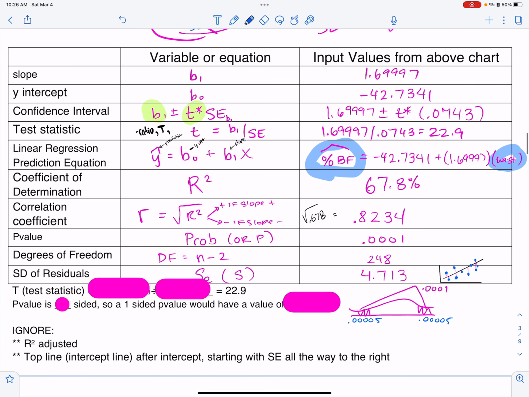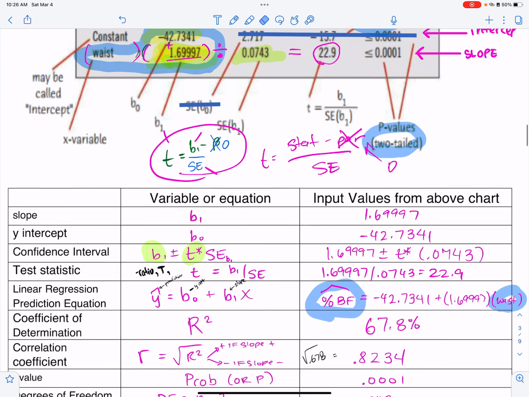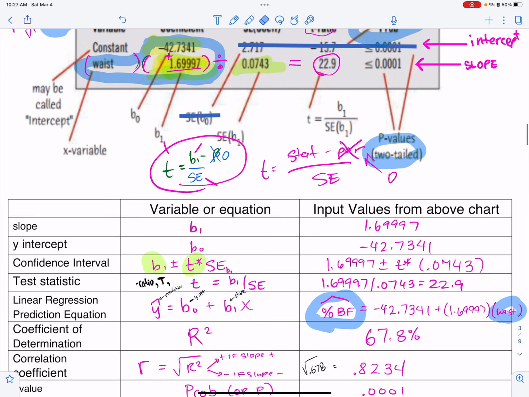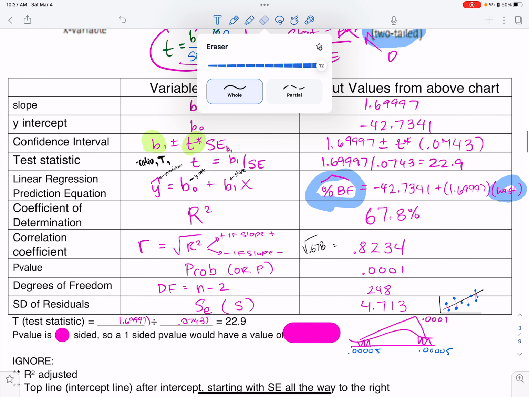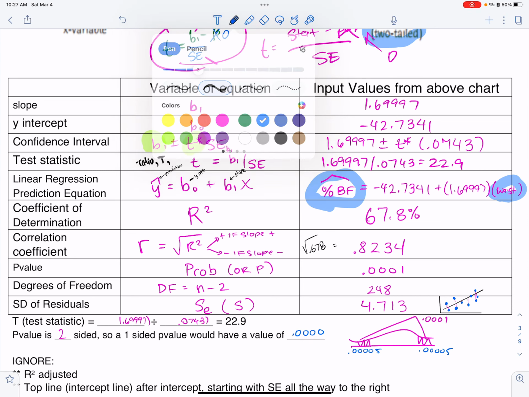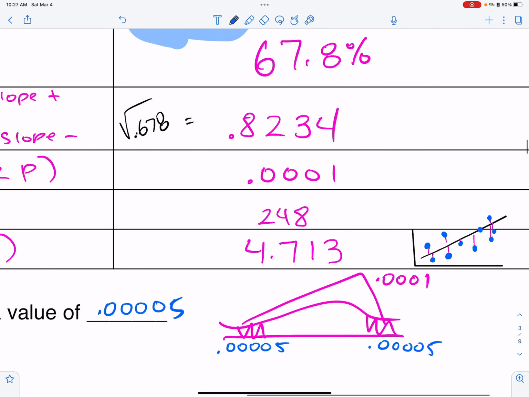Okay, and the test statistic again, one more time, to get this 22.9 here, remember, is 1.69997 divided by 0.0743. And recall that the p-value is two-sided. So if you have a one-sided test, you just divide the 0.001 by 2, because you can see that together it's 0.0031, three zeros and a 1, and divide it by 2 and you get four zeros and a 5.